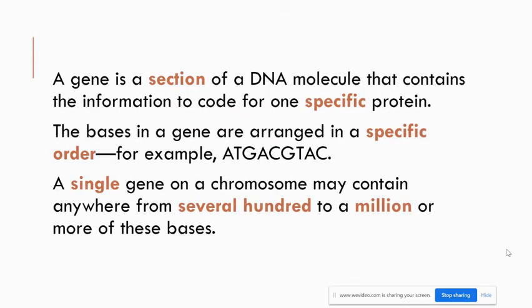A gene is a section of a DNA molecule that contains the information to code for one specific protein. If you remember, a gene is on a chromosome, and that contains our DNA and that genetic information. The bases of the gene are arranged in specific orders. If you remember those bases of DNA, the A, T, G, and C, those bases are arranged certain ways to create certain genes. A single gene on a chromosome can contain anywhere from several hundred to a million or more of those bases lined up in a specific pattern.